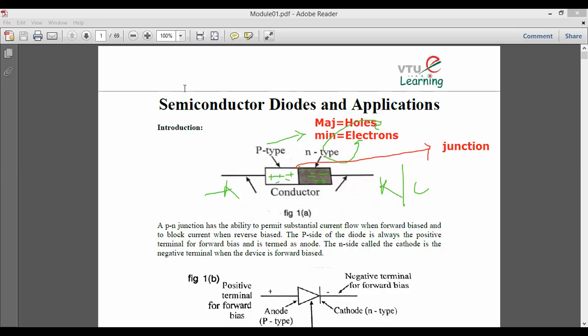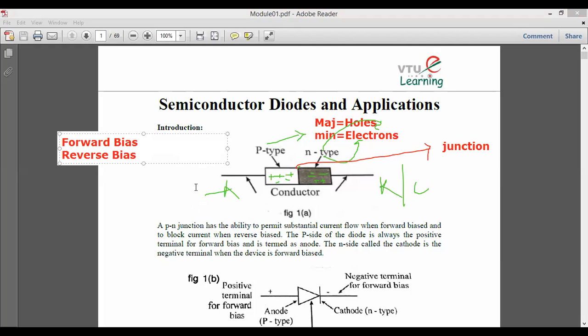Now this p-n junction diode has the ability to permit sustainable current flow when forward biased. There are two modes of operation when you take any p-n junction diode. The first is forward bias, and the other is reverse bias. So two modes of operation are there when you apply a battery across the diode.